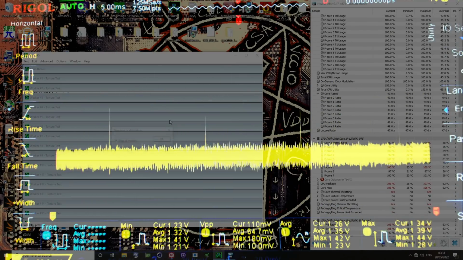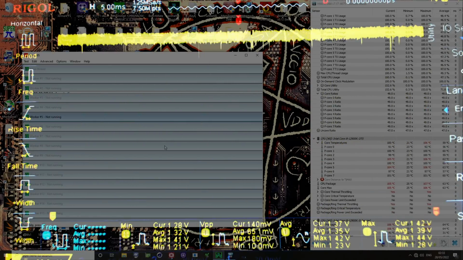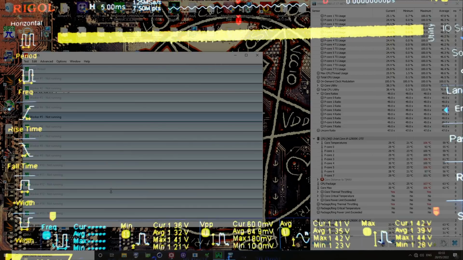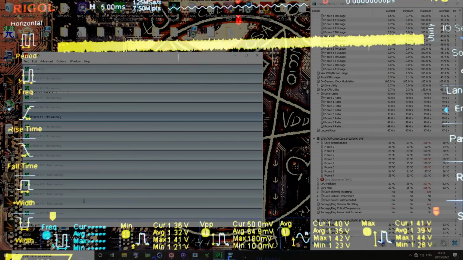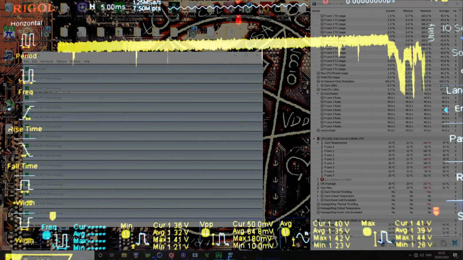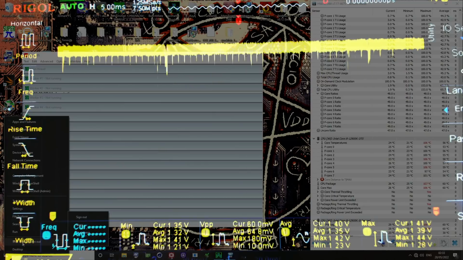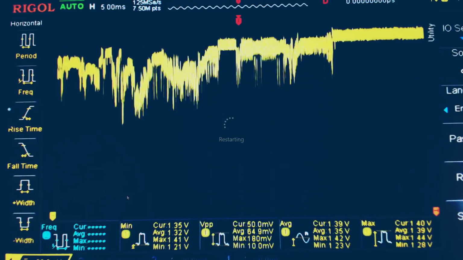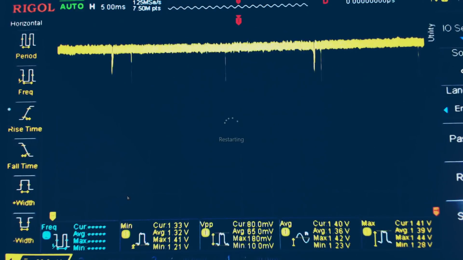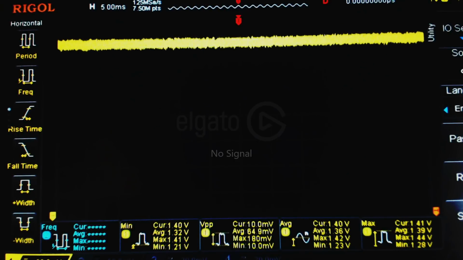Okay, so basically 1000 kilohertz on mode 8 is just completely broken. There's no other words I could think of. That shouldn't happen. I have no idea why it's happening. This is not okay at all.